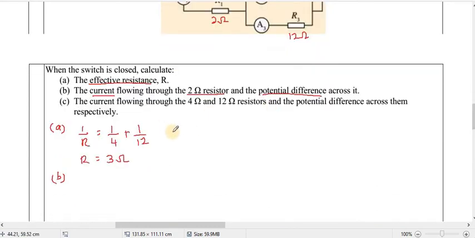Oh yeah, thank you, I forgot. Okay, so the total will be the 3 ohm plus the 2 ohm. So it will be 5 ohm. Okay, this is the total one.